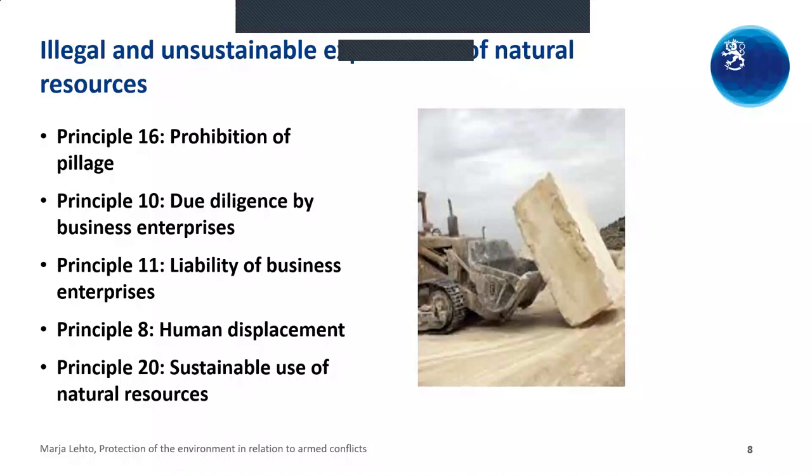I mentioned earlier that the topic does not only focus on the obligations of the warring parties. Some measures are in fact most effective if they are taken by other states than those involved in the conflict. The two principles on business enterprises are a case in point. While these provisions address both home and host states of business enterprises, it can be said that home states are often in a better position to provide adequate and effective procedures and remedies for the victims of environmental harm.